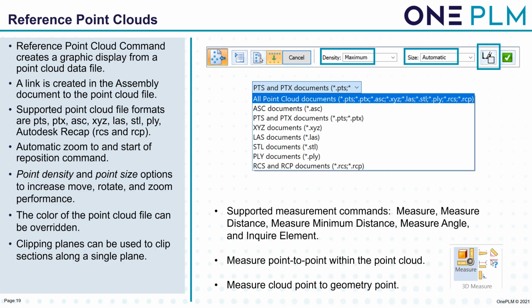And then within the graphics window, we've also got the measurement options. We said Evaluate, so that means we can go and measure. So we've got measure distance, minimum distance, angle, inquire element, point to point within the point cloud, and measure the cloud point to geometry point as well. So we've got lots of options. Measure point cloud to geometry point is probably one of the most useful ones, so you can check clearance in X, Y, and Z as well.